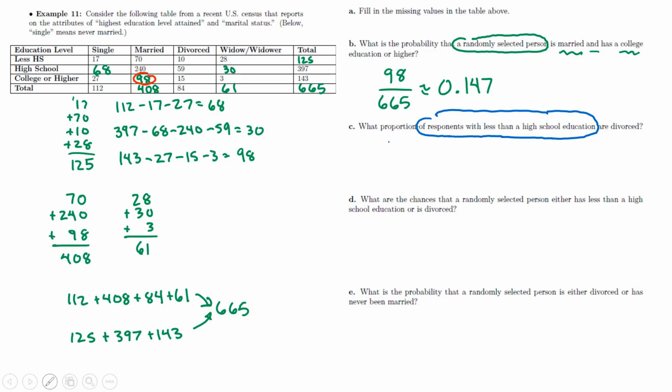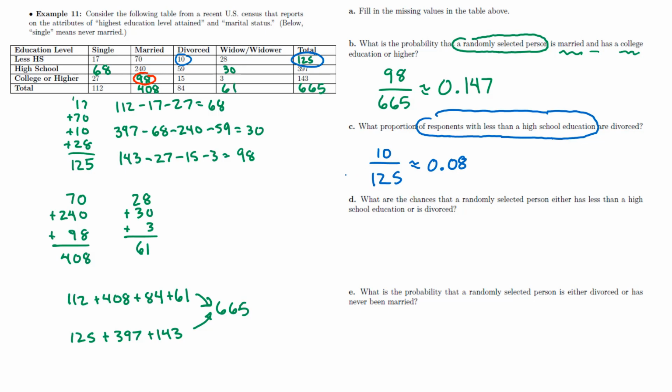So in other words, we're in the room, we say to the group, okay, show of hands, who has less than a high school education? Okay, they all raise their hand, and then you say, okay, now keep your hand up if you're divorced, right? So it's only out of those with less than a high school education, not out of the total number of people. And we can see, of course, that 10 of them are divorced. So we get 0.08.